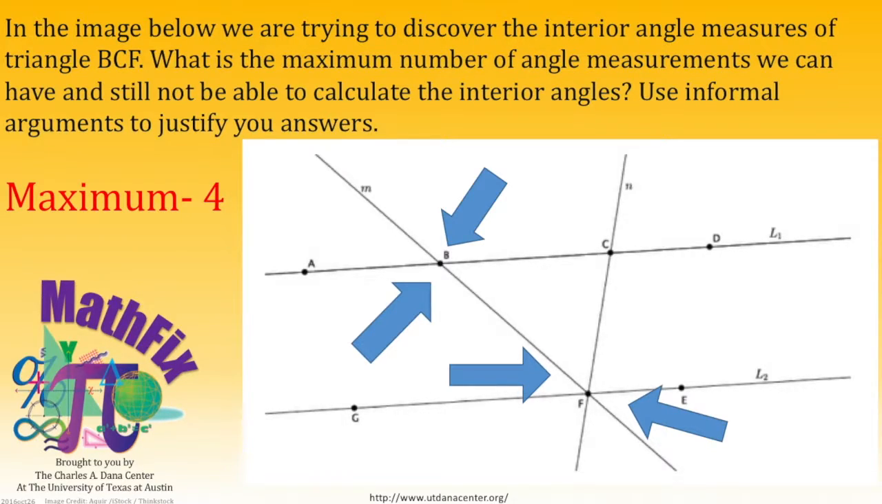We'll get one of those interior angles, but we can't quite get another one, which means we can't get the third. So 4 if you count each of these as separate, or just simply 2 if you count that these are vertical angles, and that is all we need.